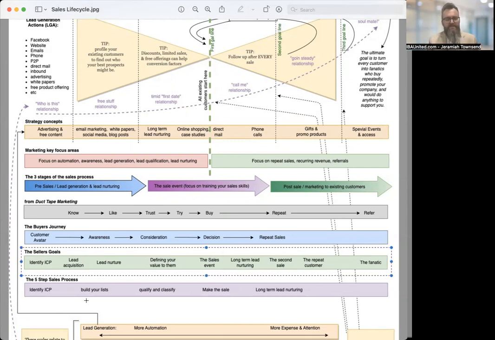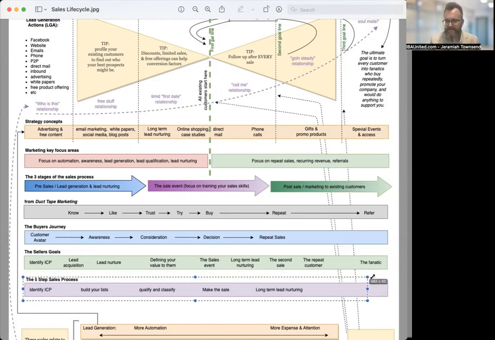This is going to bring us down to the 5-step sales process. The 5-step sales process: identifying your ideal customer profile, building your lists, which is usually like an email marketing list or direct mail list, qualifying and classifying them. So your list, you want to qualify them as to what type of buyers are they, and can you classify them?